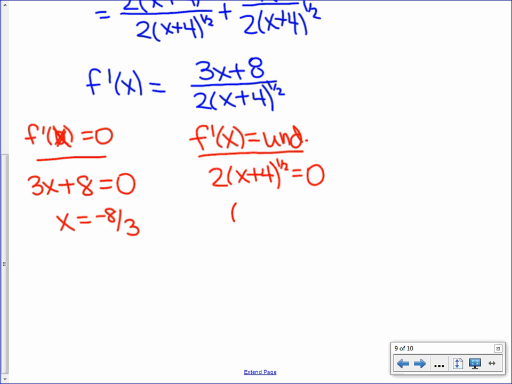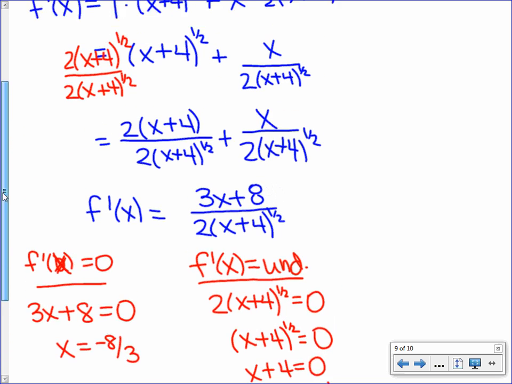Okay, so I'm going to divide by 2. When I square both sides to get rid of the 1/2 power, we get x plus 4 is 0, which means x is -4. So we have critical values at x is -8/3 and x is -4. Now, does anybody have an issue with either one of these?